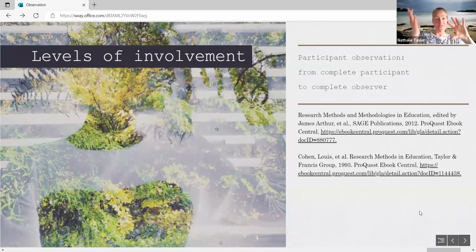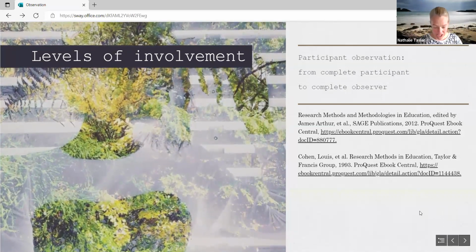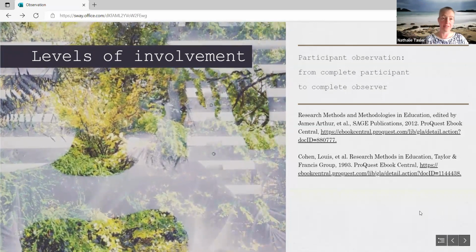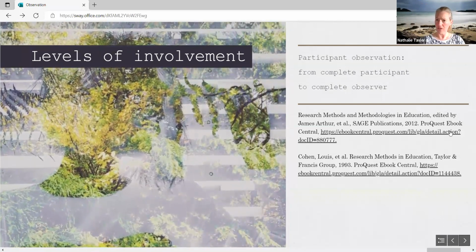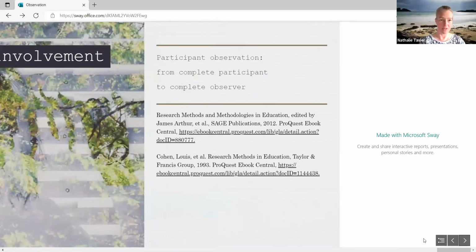So we've looked at observation in terms of how it's structured. Yeah, if it's, oh, I just realized that image moves. Was not aware that this happened. I just moved this aside a little bit.